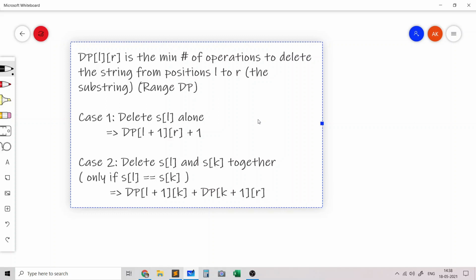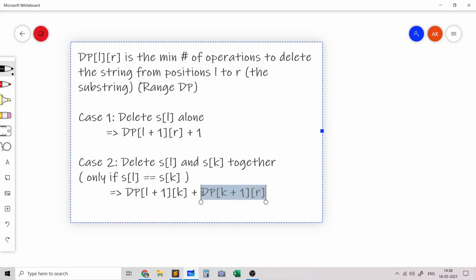The reason why it's dp of L plus 1 to K is because we delete the string from L plus 1 to K, and then we delete L and K at the same time. So we delete them together after deleting the string from L plus 1 to K. And then this is a separate subproblem because we need to delete the whole range L to R. That's why first we take care of the case from L to K by deleting first L plus 1 to K, and then we take care of the case from K plus 1 to R. So that's all that's there in our DP transition.